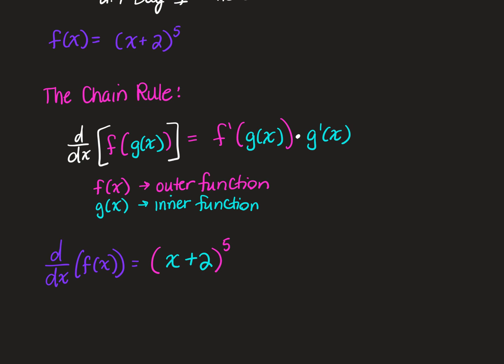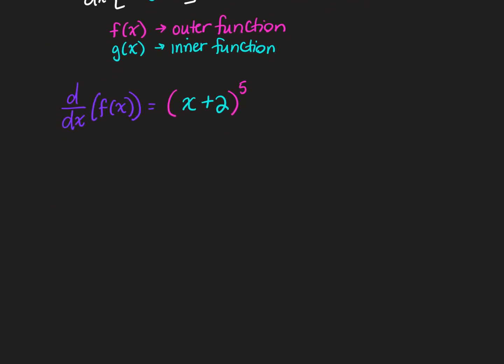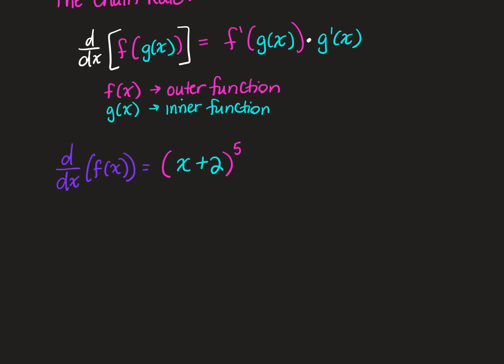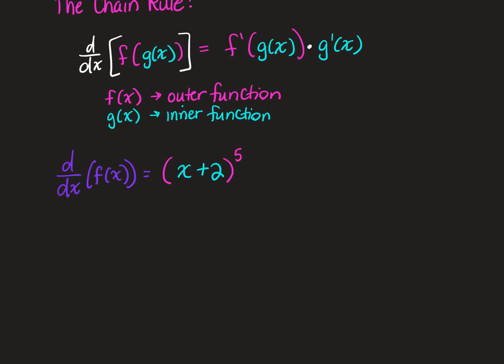So really what we want to think about when we're finding this derivative is how do we find the derivative of the outside function. Let me put that formula back up here so we can see it. How do we find the derivative of the outside function, and then how do we find the derivative of the inside function? So the first part of our formula for the chain rule is to find the derivative of the outer function, not changing the inner function at all.